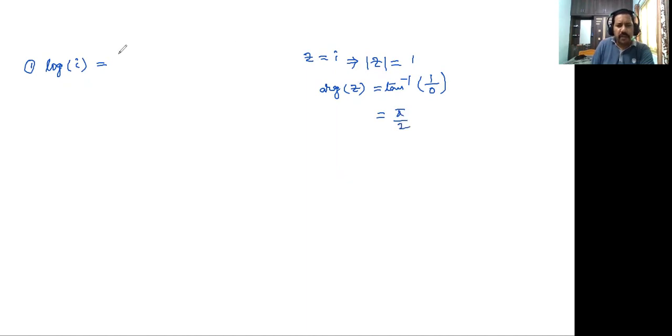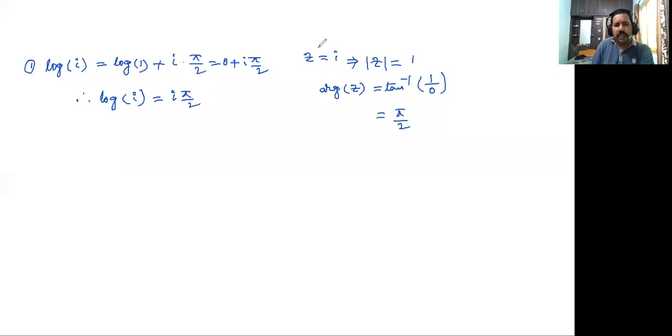By observing the formula, we know that logarithm of i means logarithm of mod z, that is 1, plus i into argument of z. Argument of z value is pi by 2. What is logarithm of 1? That is 0. 0 plus i into pi by 2. Finally, logarithm of i, that is equal to i pi by 2.